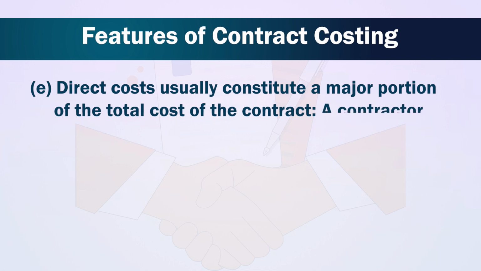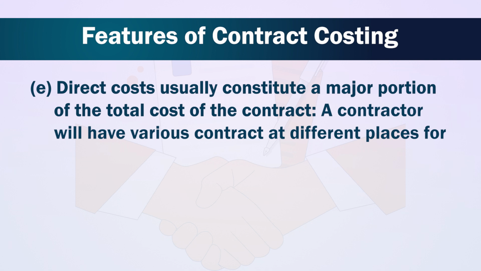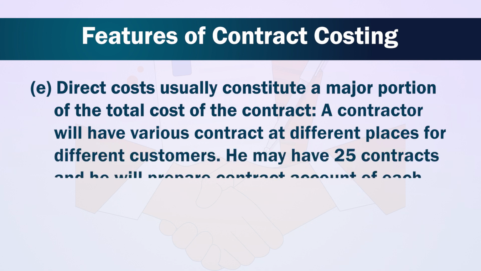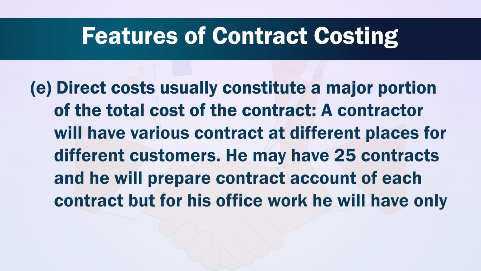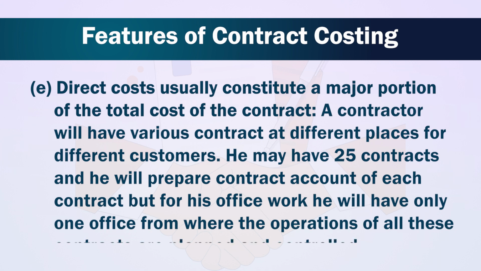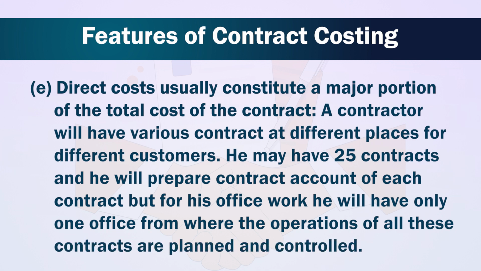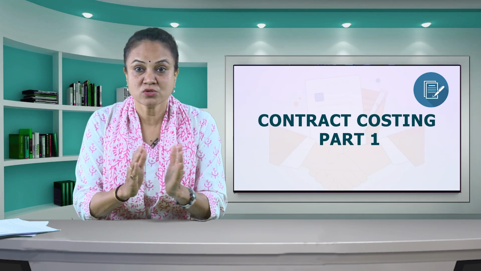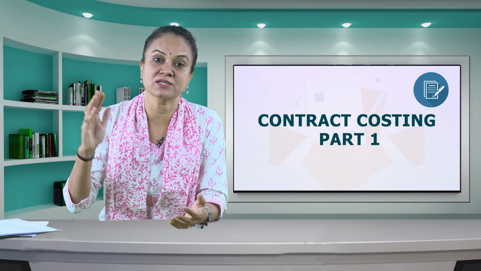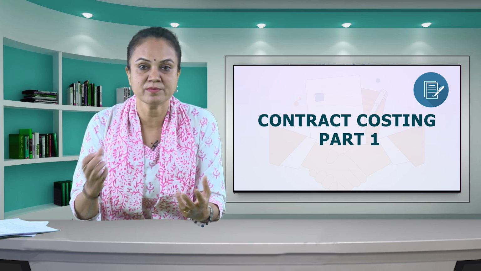A contractor will have various contracts at different places for different customers. He may have 25 contracts and he will prepare a contract account of each contract, but for his office work he will have only one office from where the operation of all these contracts is planned and controlled. These common expenses are apportioned amongst all these contracts on a scientific and reasonable basis.